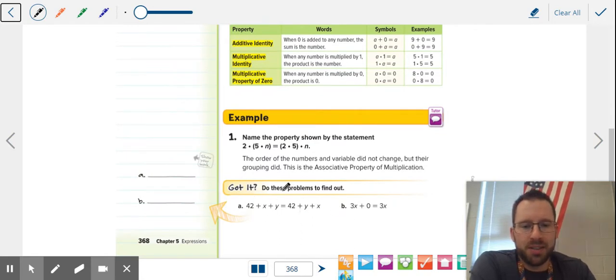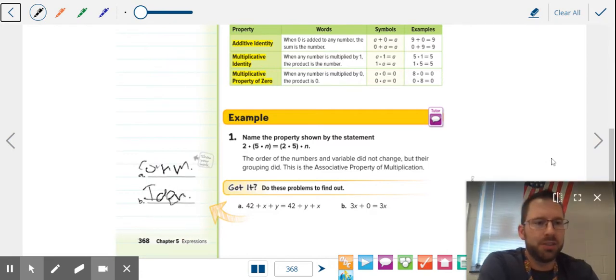Now let's put it to the test. Take a look here. What's happening here? All right, what happened here? We have some addition going on. All right, what changed? The X and the Y position changed. The order changed. So this is the commutative property. Okay. Over here, what happened? We took 3x and added 0 to it and got back where we started. So that's the identity property. We ended where we started. Identity of addition, if you want to be specific, and that's the commutative of addition.